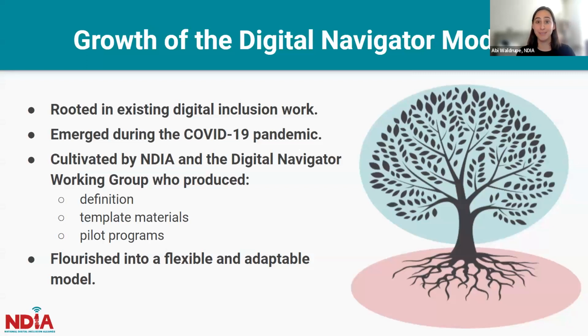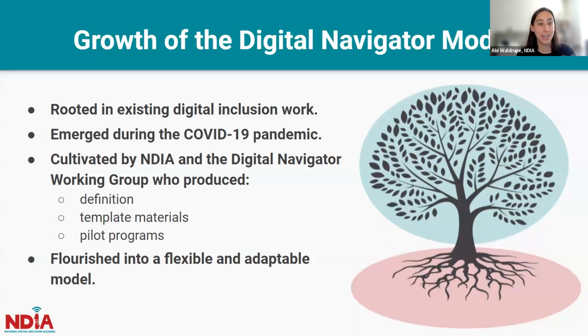We created a foundation, which is the trunk of the tree, that started with the definition for what is a digital navigator, as well as some template materials and those programs that piloted the digital navigator model in our community. Many of those early programs operated over the phone and provided on-demand support with really urgent needs. Since that time, the digital navigator model has flourished into something that is very flexible and adaptable.